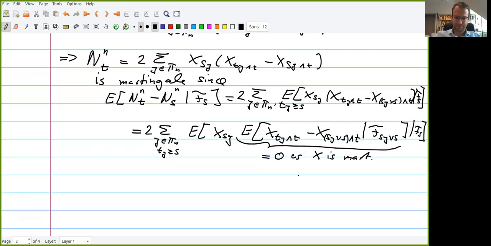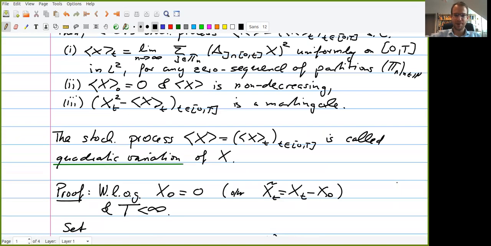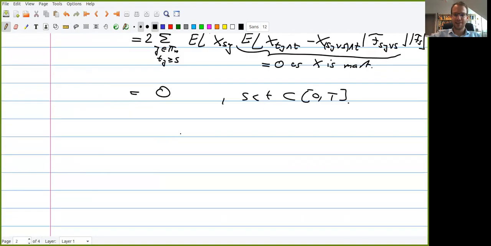So all in all, since every summand is 0, this means this is 0 as well. And this holds, of course, for all s bigger than t in our interval 0 to t. Okay, that's great, right? So this is a process starting from 0, and it exists because it's a finite sum. And if we compensate the x square with this An, we have a Martingale. So the only problem is that this is not an increasing process.